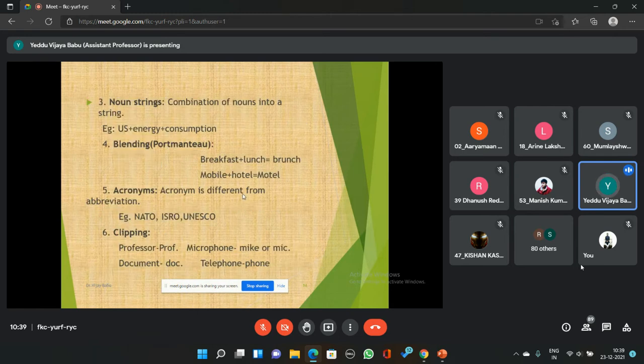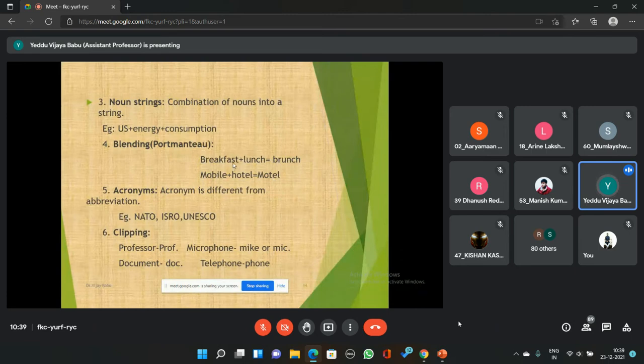Similarly, another word formation type is called noun strings. Noun strings is the entire noun aspect. You can't find any other part of speech in this form. Students, are you listening? Noun strings means only noun parts will be there. You can't find any other part of speech here. So it's a combination of nouns into a string.